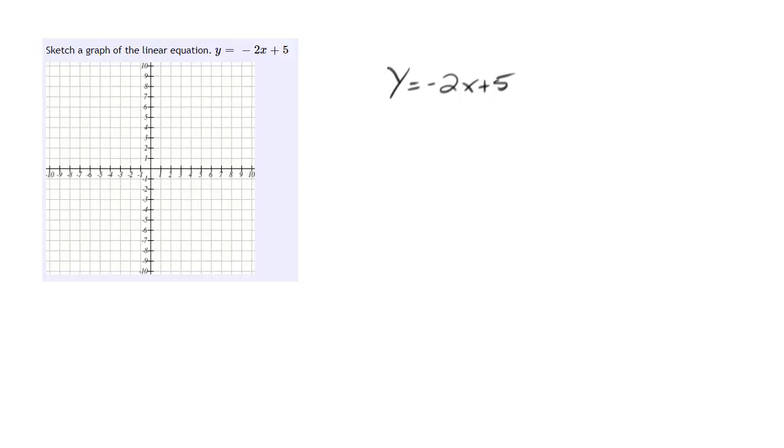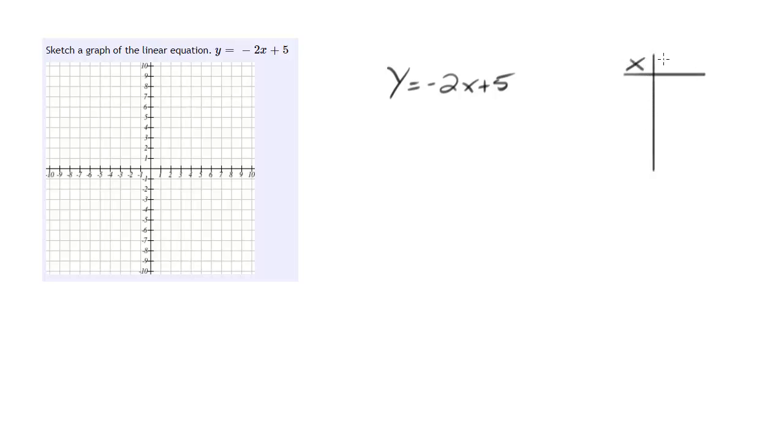All right, we're being asked to graph this linear equation in two variables, y equals negative 2x plus 5. And I will do that with the slope-intercept form. But first I'd like to talk about what we're dealing with here, just real quick.